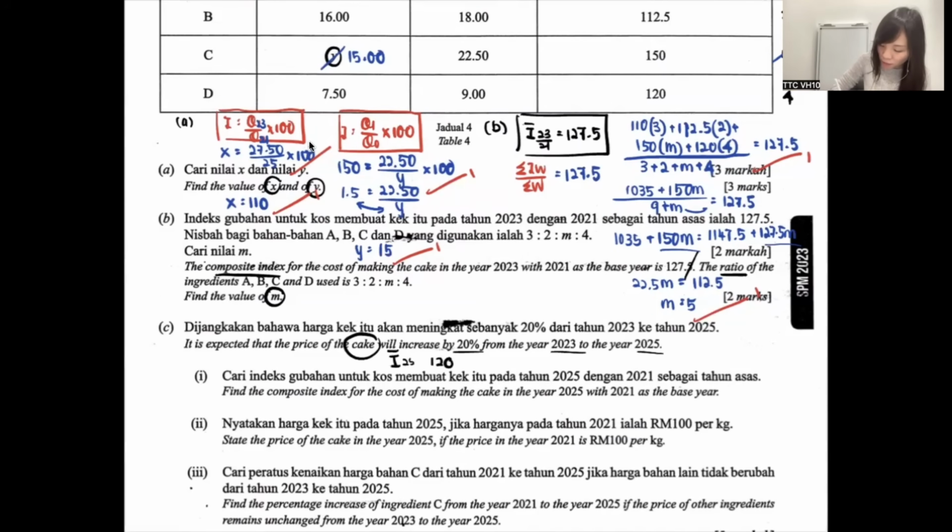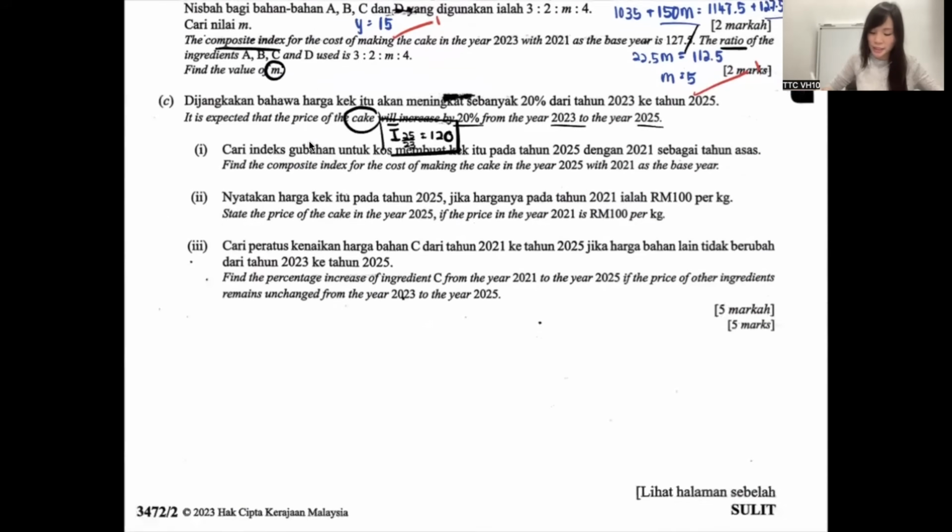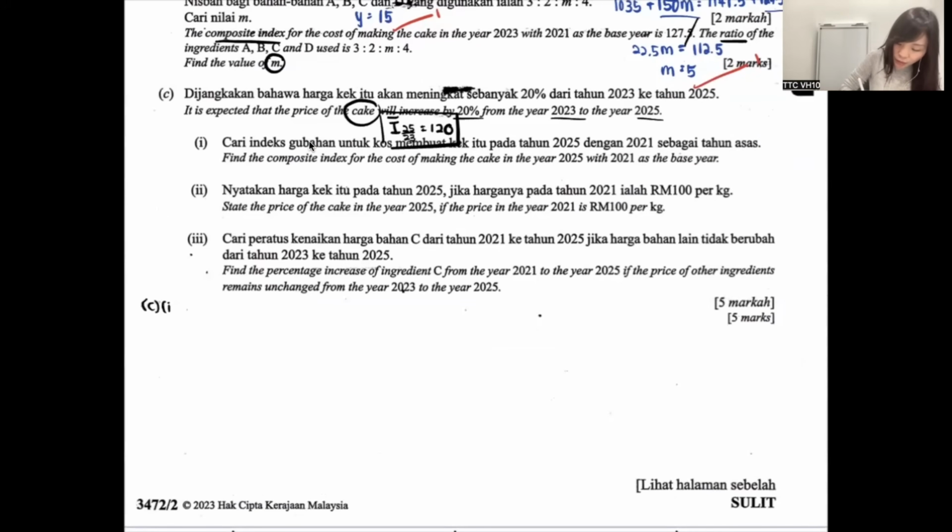The new year is put on top, the older year at the bottom. So I dash 25 over 23 is 120. You must be able to write this out, okay? So guys, C1, I do it here. C1: find the composite index, I dash, for the cost of making the cake, with 2021 as the base year. So they want I dash 25 over 21.